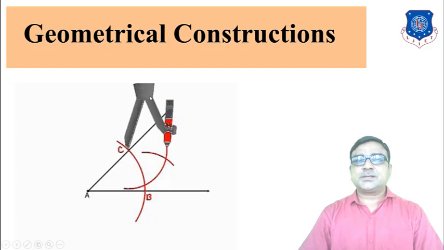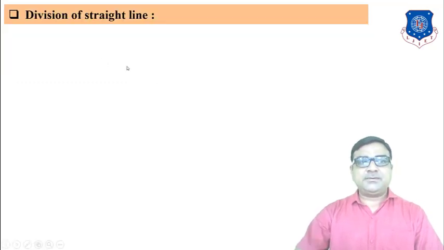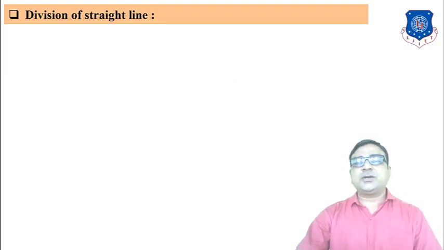Our today's topic is geometrical construction. In this topic, we will discuss different constructional methods. First, division of a straight line. Suppose I want to divide a straight line into a number of equal parts. How can we divide it?